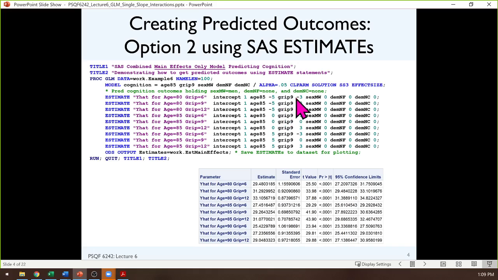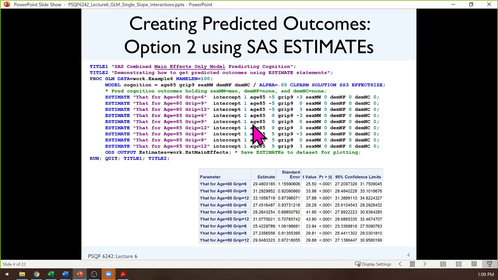And because I want grip strength of 6, given that grip is centered at 9, I put in a -3 there. And I've chosen to hold gender and dementia groups constant at 0 so that I can just focus on the effects of age and grip strength. So this is a lot of typing. It gives you this table that shows up down here.